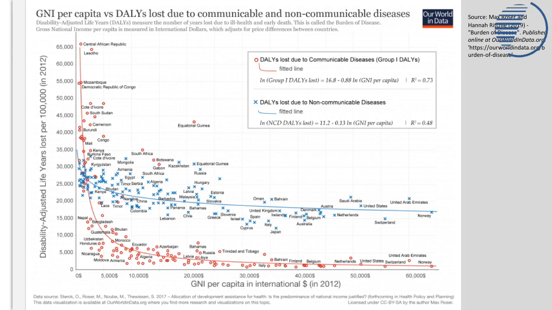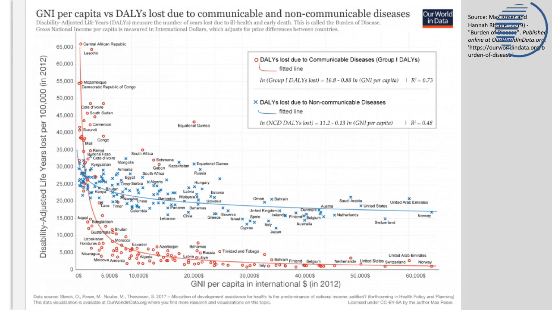The red line is showing the DALYs lost due to communicable diseases, the blue line for non-communicable diseases. On the y-axis we've got the DALYs as a rate per 100,000, and on the x-axis we've got GNI per capita. That's the gross national income per capita, the average amount of money people have as their wages in that country, measured in US dollars. So as we can see, increasing the DALYs rate is related to a decrease in the GNI per capita. So we've got a negative correlation here in the red line. We've also got a weaker negative correlation for the blue line.